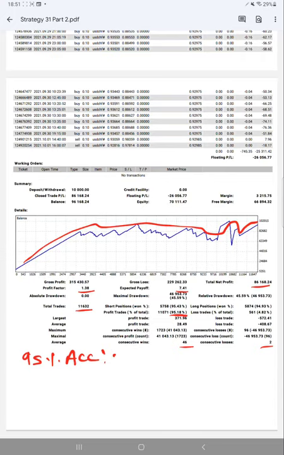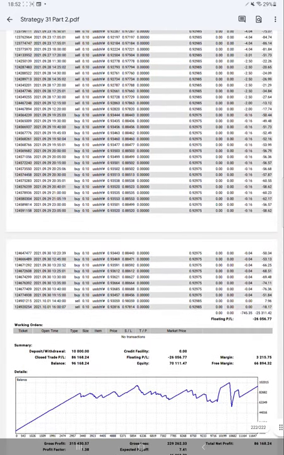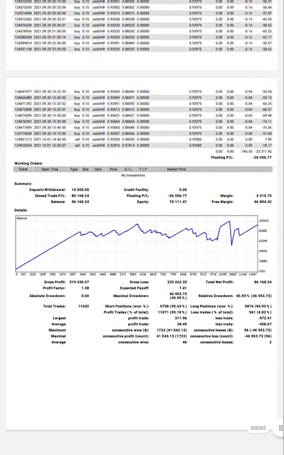So it's one of the highly accurate strategies, and consecutive wins you can also see is 46, and consecutive losses is only 2. We have explained each and every detail in the previous part, so you can start from part 1 and verify all the details. And almost more than 222 pages of the trading account statement is also attached, so you can verify all the trades and all the details.